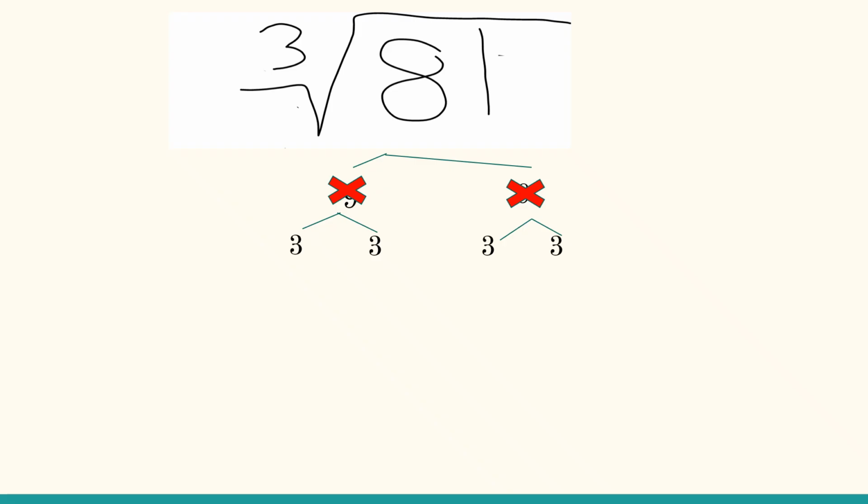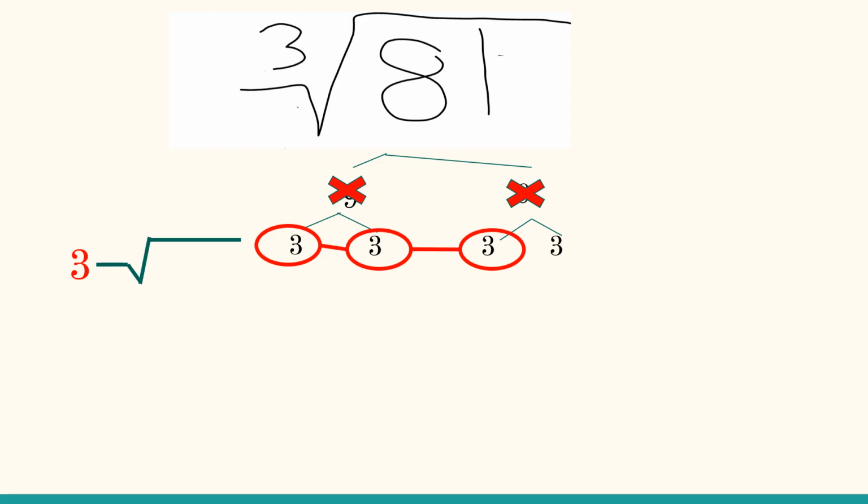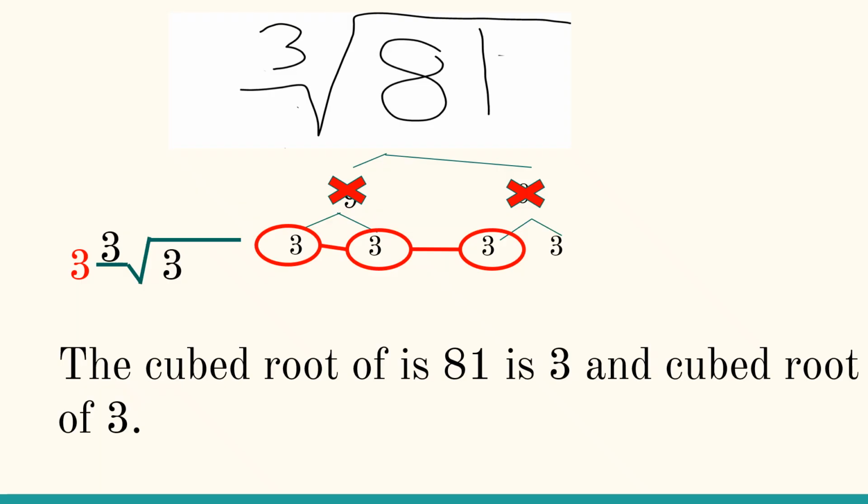So remember, we need 3 identical numbers. So we're going to circle the 3, the 3, and the 3. So that tells me the 3 goes outside. But since I still have a 3 inside, I still have to put my cube root of 3. And the way I'm going to write this is the cube root of 81 is 3 and the cube root of 3.